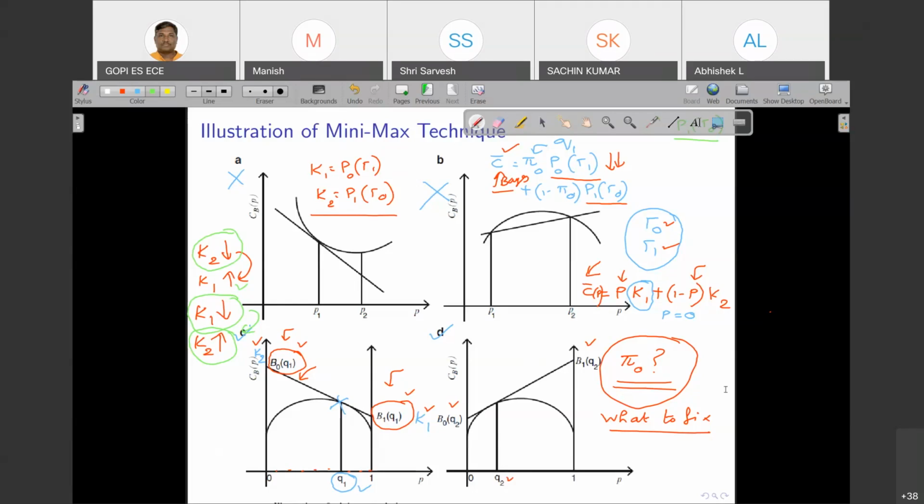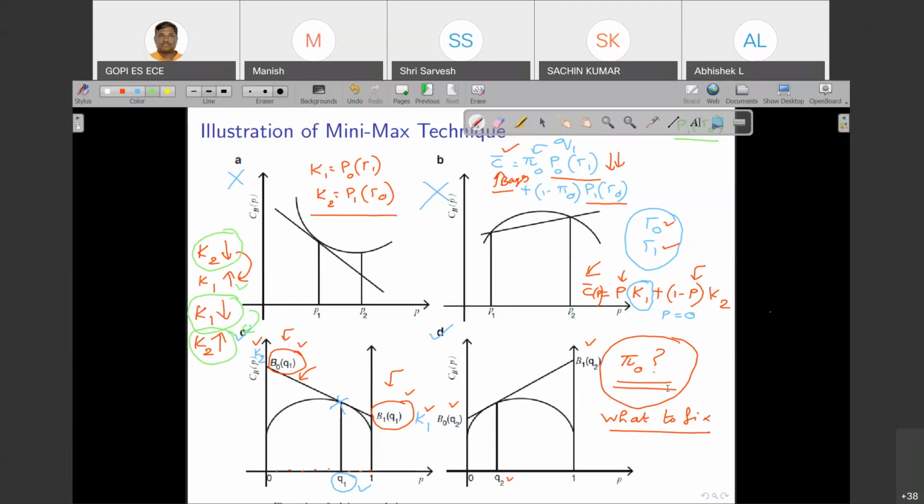What is the choice for this prior probability? Somebody tell me the answer. Hello. Excellent. I think some of you are answering properly, right?